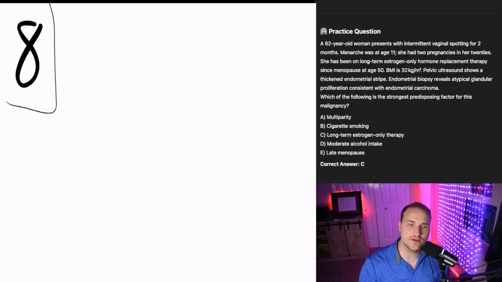So here we have a 62-year-old woman presenting with intermittent vaginal spotting for 2 months. Menarche at age 11. She had 2 pregnancies in her 20s, and she's been on long-term estrogen-only hormone replacement therapy since menopause at age 50. BMI is 32. Endometrial biopsy shows atypical glandular proliferation consistent with endometrial carcinoma. What's the strongest predisposing factor? The answer is going to be long-term estrogen-only therapy.